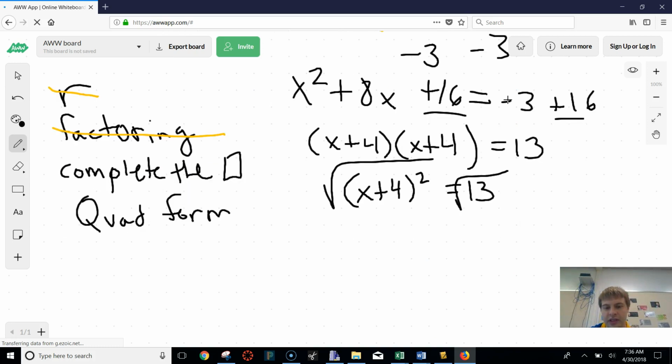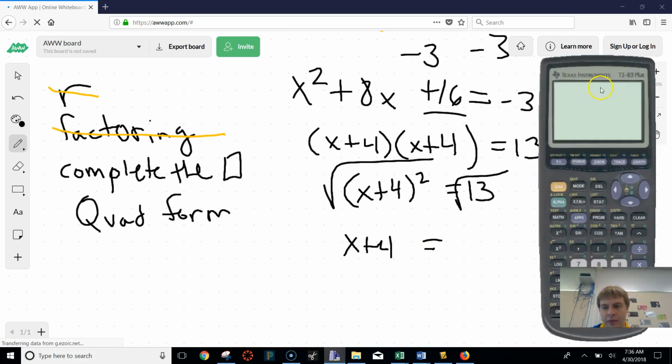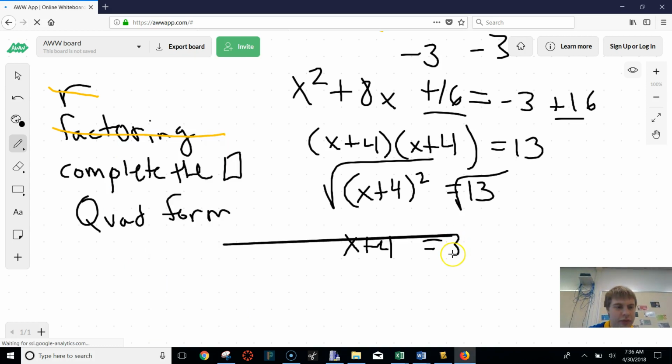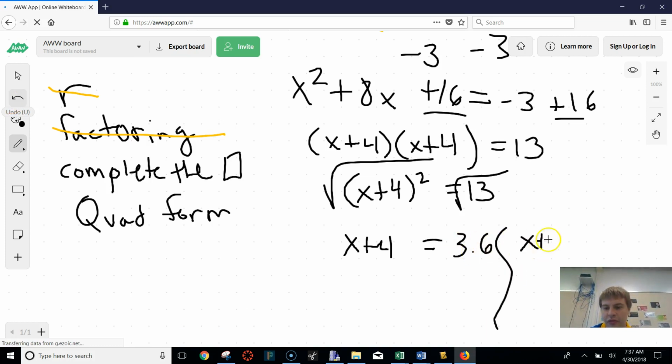When I take the square root of this left side, I'm going to get x plus 4. And then I don't know what the square root of 13 is, but I'm sure we can find it out really quickly. So I'm just going to pull out my calculator and take that square root. That'd give me 3.6. Whoops. And x plus 4 equals negative 3.6. If you have a positive of something, you also have to have a negative, because square roots produce 2 answers.